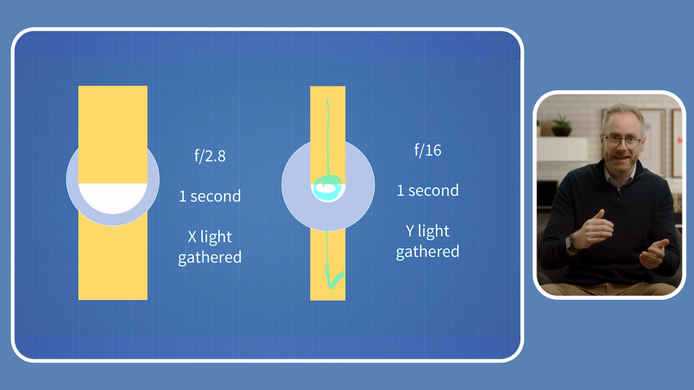So if you're using a small aperture to get a deep depth of field for your photos, you might need to use, for example, a tripod to stop camera shake as the shutter is open for a long period of time. Another thing to keep in mind is how aperture affects the overall brightness of your photo.